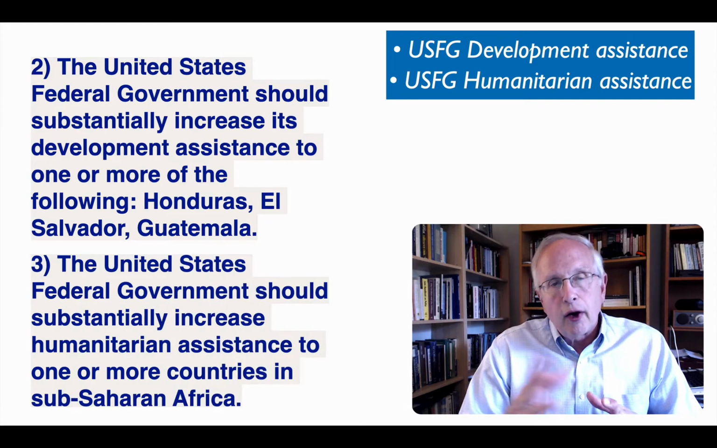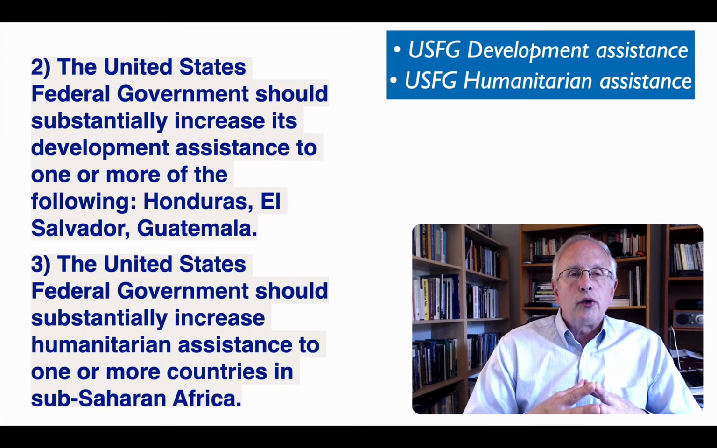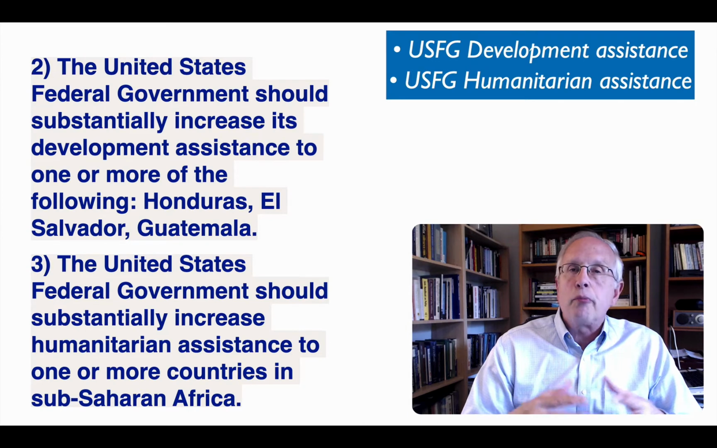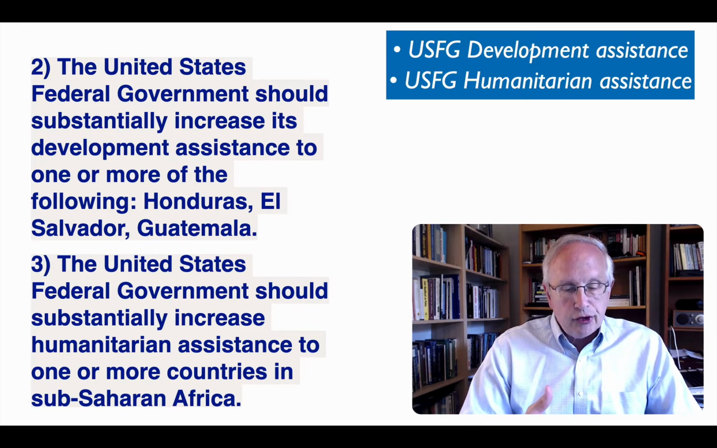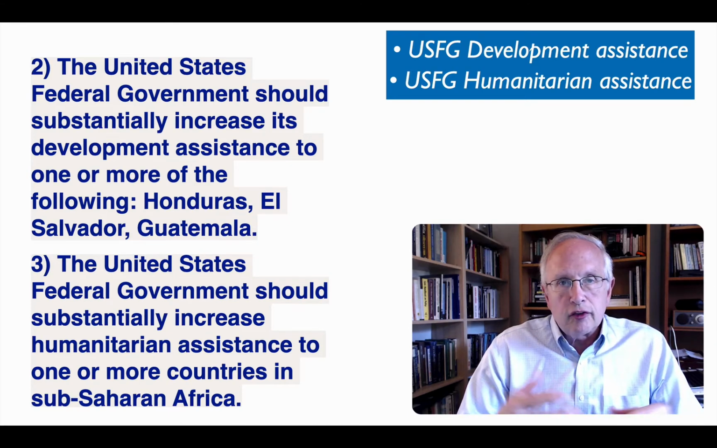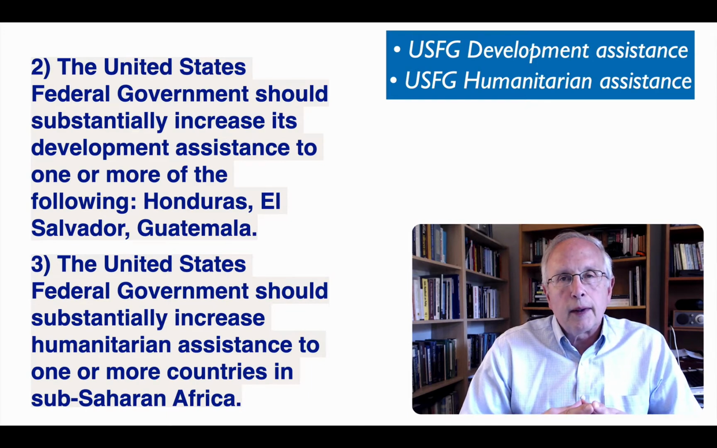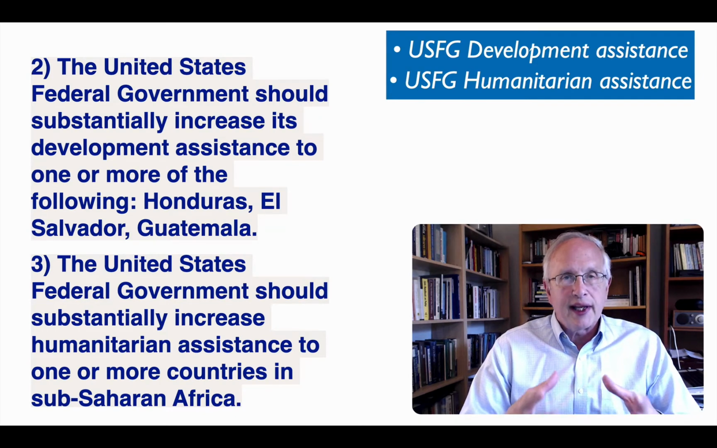For the other resolution, the U.S. federal government should substantially increase humanitarian assistance to one or more countries in sub-Saharan Africa, helping people that are dealing with drought, violence, locusts, and other sorts of disasters. And again, the U.S. has been involved providing foreign aid for decades and decades.